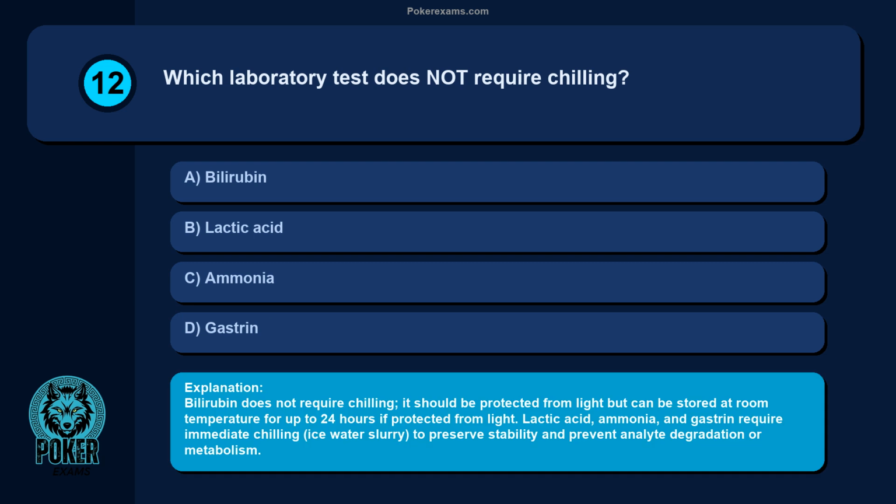Bilirubin does not require chilling. It should be protected from light but can be stored at room temperature for up to 24 hours if protected from light. Lactic acid, ammonia, and gastrin require immediate chilling, ice-water slurry, to preserve stability and prevent analyte degradation or metabolism.